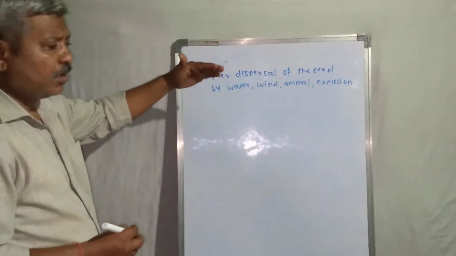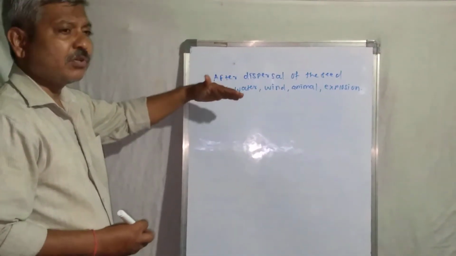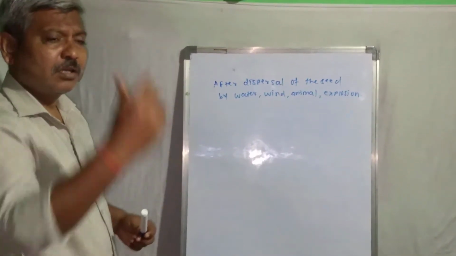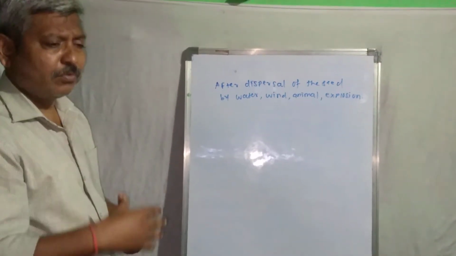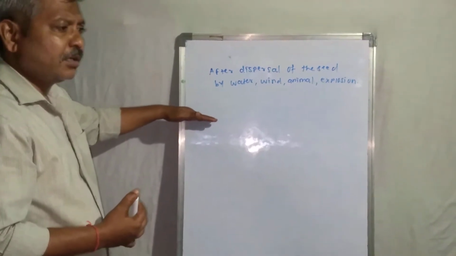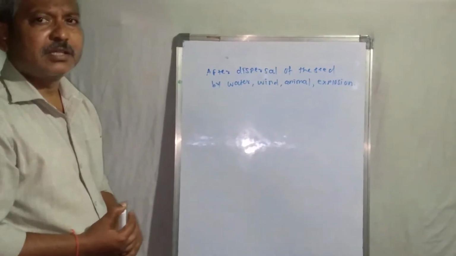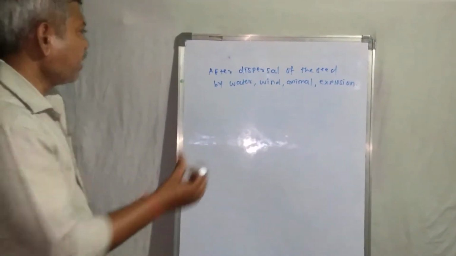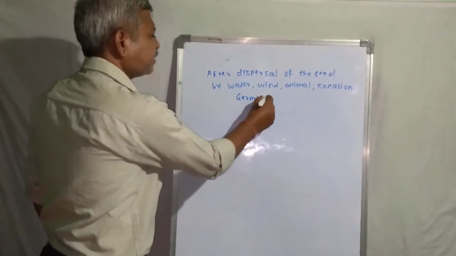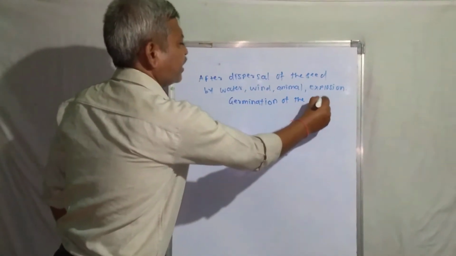sufficient amount of sunlight, sufficient amount of water and sufficient amount of air, this seed grows into a new plant. So the growing of the seed into the new plant, this process is called the germination of the seed. Now today we see about the germination of the seed.